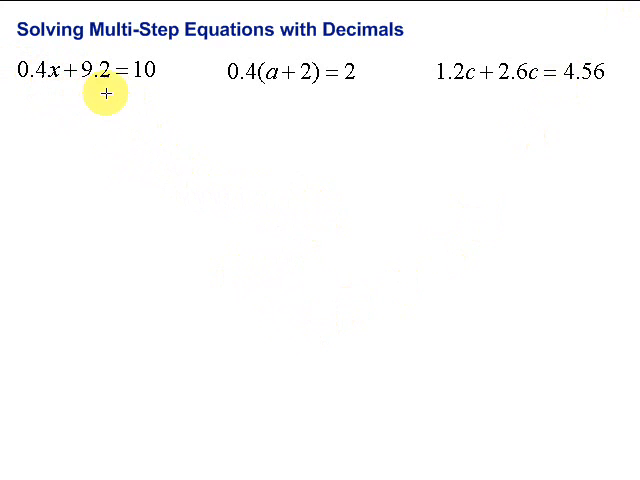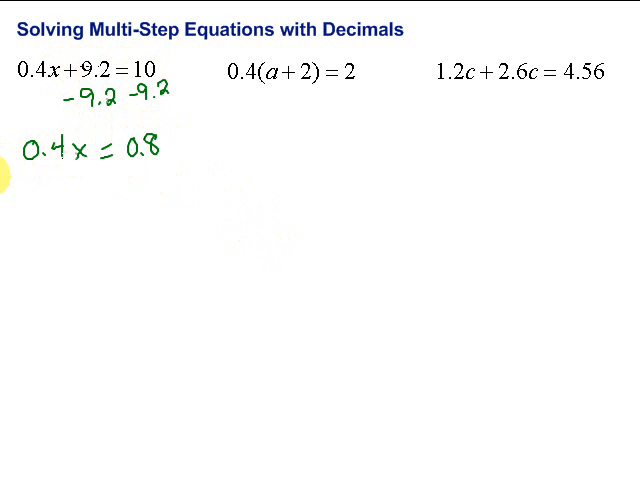First step's going to be to get rid of that plus 9.2. So to do that, we do the opposite, minus 9.2 on both sides of our equation. So minus 9.2, minus 9.2, bring down what we have left. We have 0.4x, these cancel out, equals 10 minus 9.2, that's 0.8.